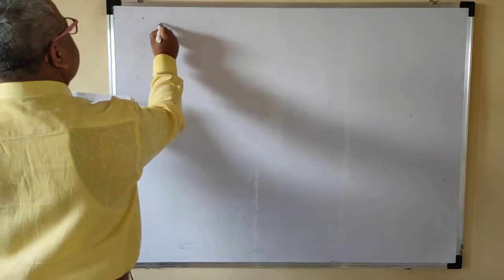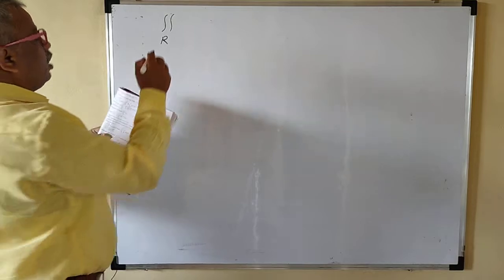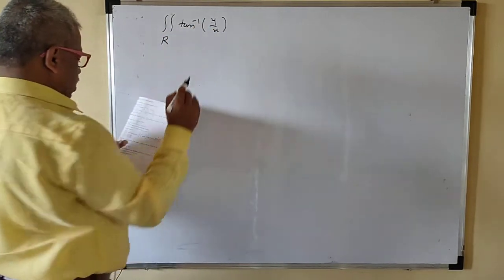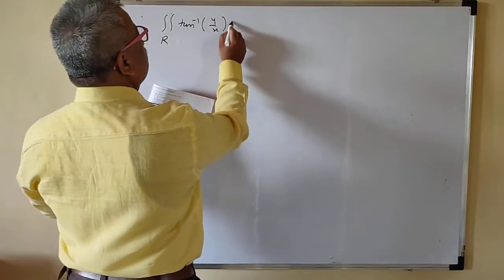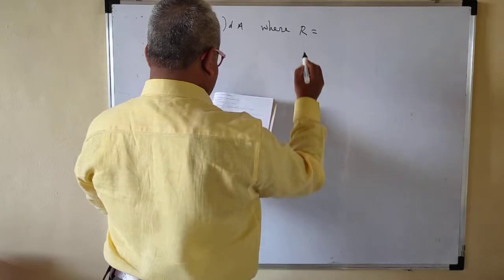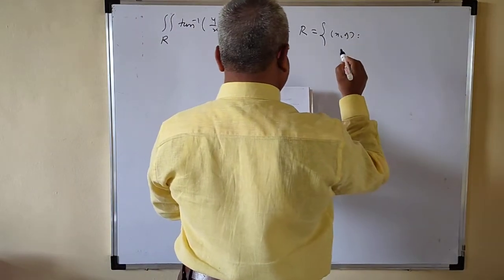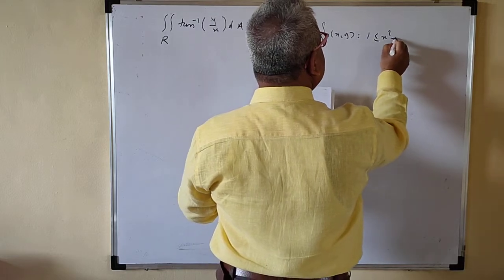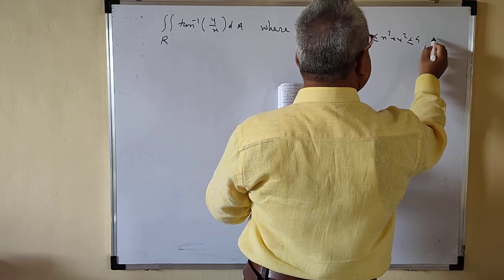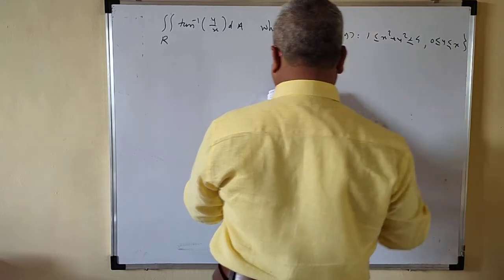Evaluate the double integral over R of tan inverse of y by x dA, where R is the set of all (x, y) such that 1 is less than or equal to x square plus y square, which is less than or equal to 4, and 0 is less than or equal to y, which is less than or equal to x.